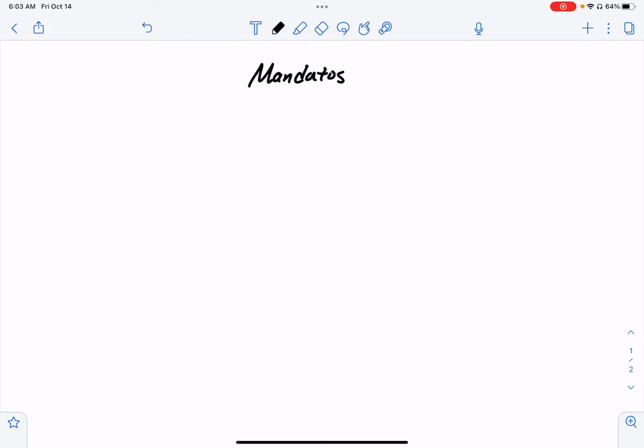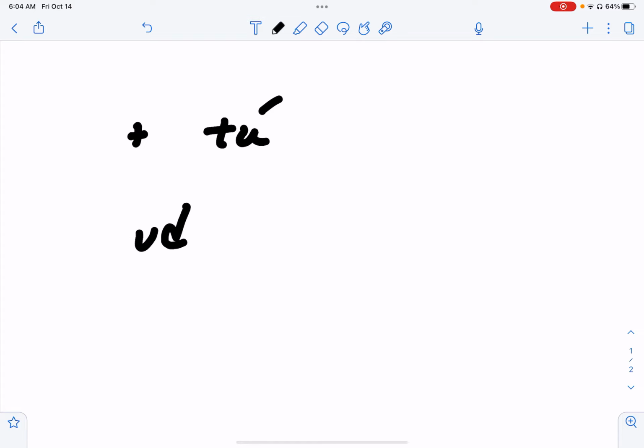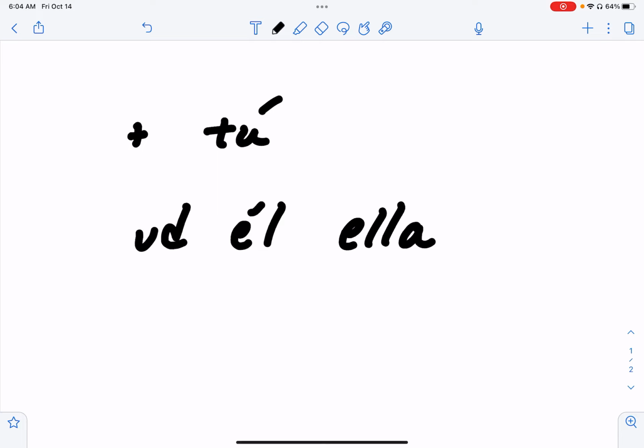Hola, estudiantes. Let's do a little review of mandatos, commands. Let's start with affirmative tú commands. So affirmative tú commands, we're going to take the usted, él, ella form of the verb to form the affirmative tú command.